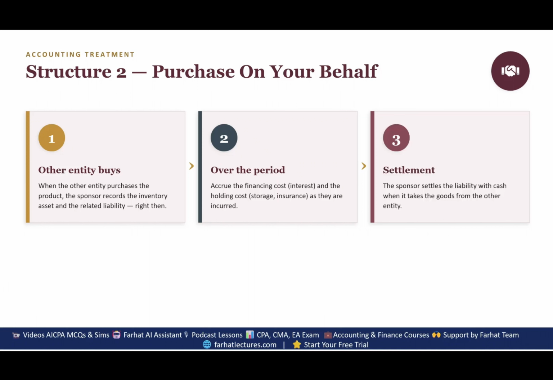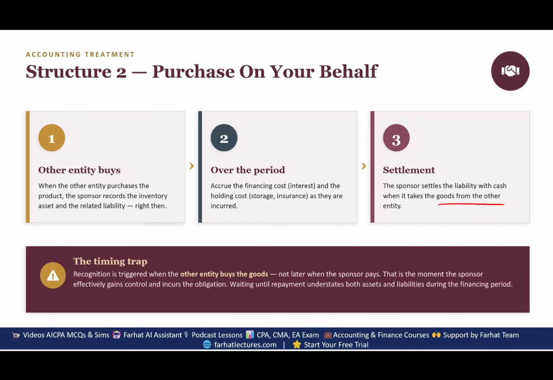And the settlement: the sponsor settles the liability with cash when it takes the goods from the other entity. So here what happened is this. Recognition is triggered when the other party buys the goods. When the other party buys the goods, you simply have a liability, not later when the sponsor pays. That's the moment the sponsor effectively gains control and incurs the liability, the obligation. Waiting until the repayment would understate both assets and liabilities during the financing period. So you have a liability as soon as they buy the goods. You're going to pay them later, but you have that liability as soon as they buy it.